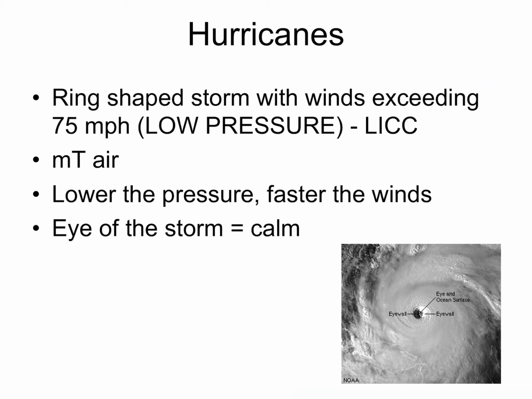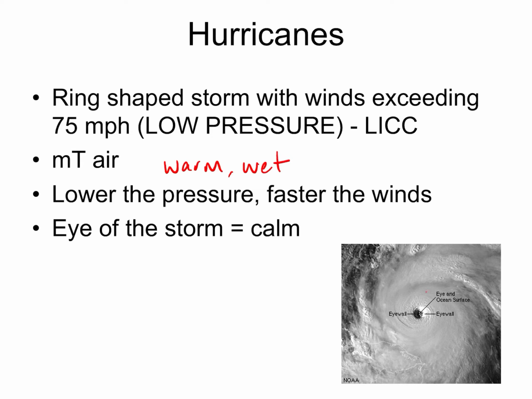Here we go. So hurricanes are your ring-shaped storms. Winds are about 75 miles per hour or more, low pressure. So if I were to say what direction are the winds going, they're going inwards and counterclockwise, right? Maritime tropical. Remember, if we're talking hurricane season, these are going to be your warm seasons and your wet seasons. Lower the pressure, the worse the storm is, right? The faster the winds, the more water, the worse it is.